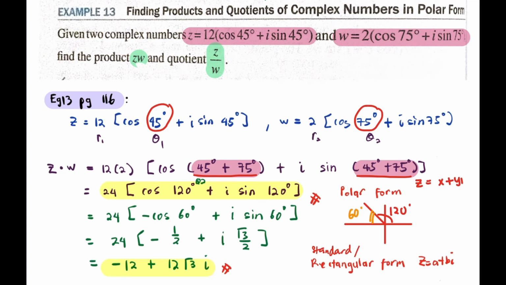However, if the question asks you to give the answer in standard form, this is very simple. You just open up these values. You can use a calculator, no problem, and then multiply by 24 inside. You should find the answer minus 12 plus 12 root 3 i. If your question asks for standard form or rectangular form, you need to give your answer in the form Z equal to a plus bi. Don't forget to multiply 24 inside the bracket values.